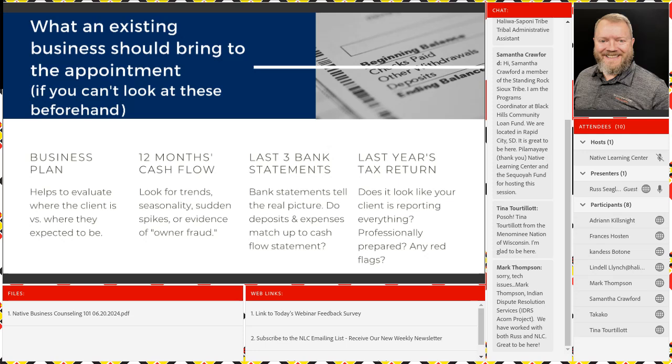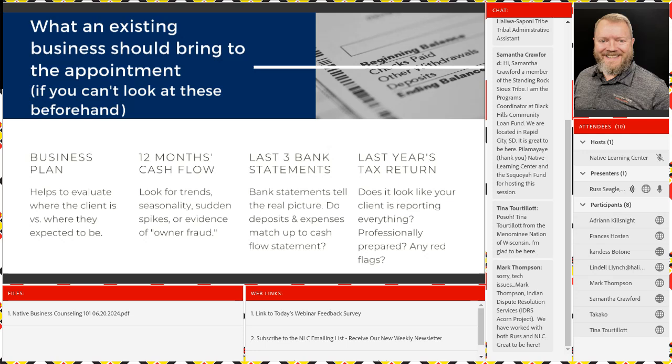You want to see 12 months of cash flow. You're going to look for trends. Is this a seasonal business? Did they have some spikes? Did they have some dips? Is there evidence that the owner is siphoning money off the business? Owner fraud is a real thing. It's not the same as an employee stealing from the business, but it certainly could be.